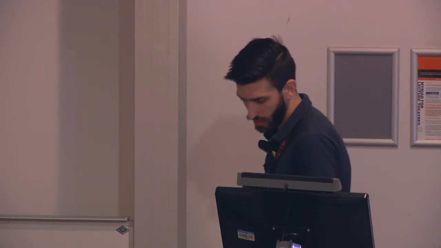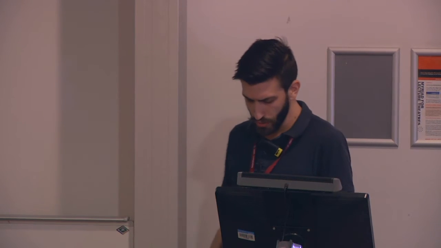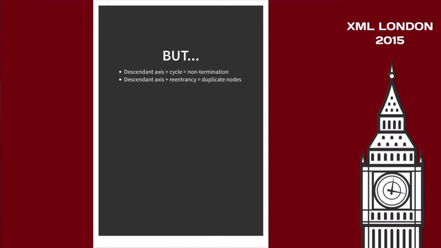But there are a few caveats. First of all, if you use the descendant axis and you have a cycle, it will not terminate. Because if you think about it, if you try to reflect on the descendant axis, you're trying to reflect the same structure infinitely often. So it's basically like serializing it. That's what serialization does. You have a query that walks the whole document.